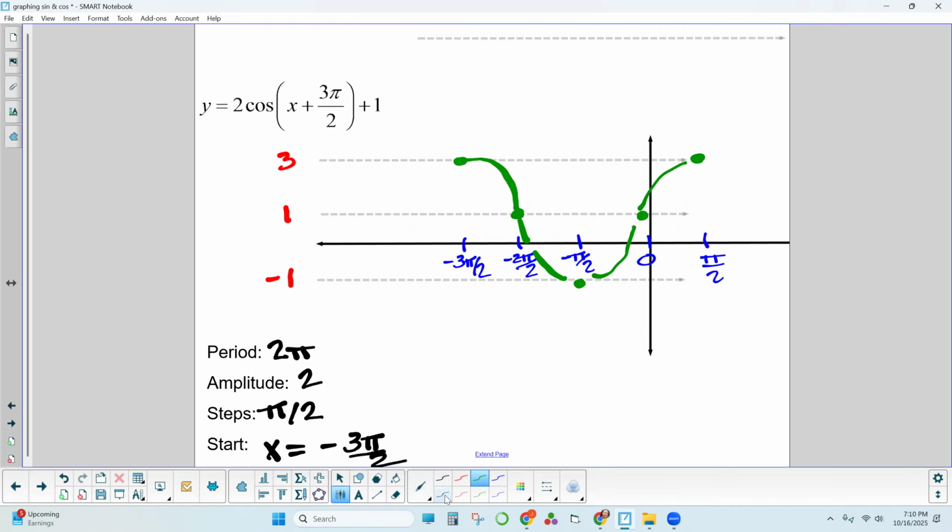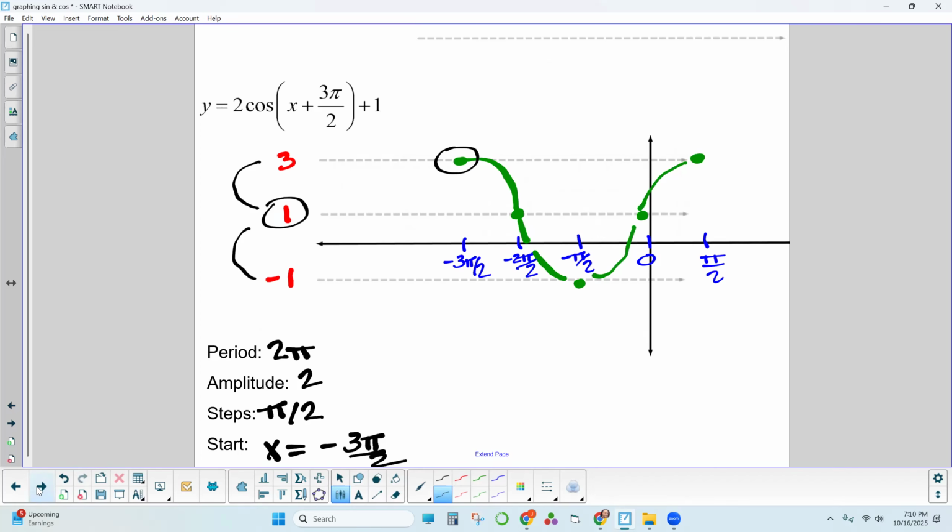I always like to circle the starting point so we know what we're looking at. This is a cosine graph. It's been shifted left 3 pi over 2. It's been shifted up 1. The amplitude is 2, as you can see here, and we are done. So that's how it's done.